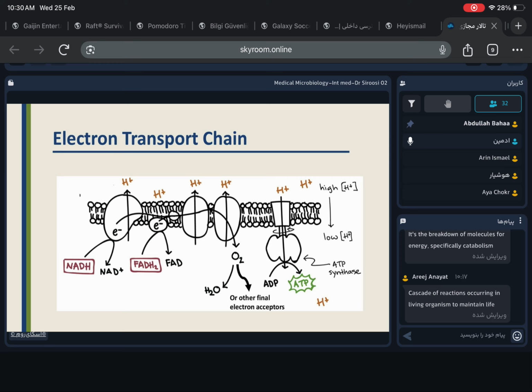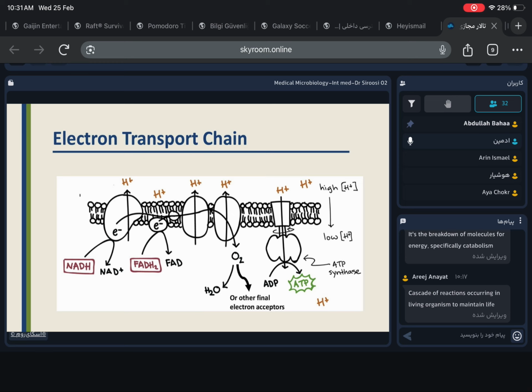So it means that now we have this high concentration of H plus outside the cytoplasmic membrane, and we have this electrochemical gradient now. When these H plus ions enter into the cytoplasm through ATP synthase, as you can see in this picture, their energy is used to generate ATP.